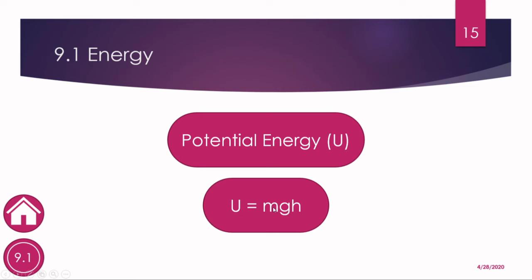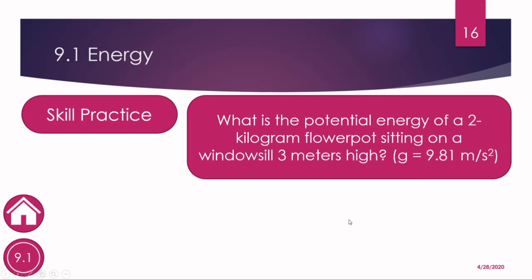Potential energy is equal to mass times gravity times height. So if you want to calculate the potential energy for an object, you have to take its mass multiplied by the gravity, which on Earth, remember, is 9.81 meters per second squared, and then multiply that by the height. Not how tall it is, but how far it is above the ground.